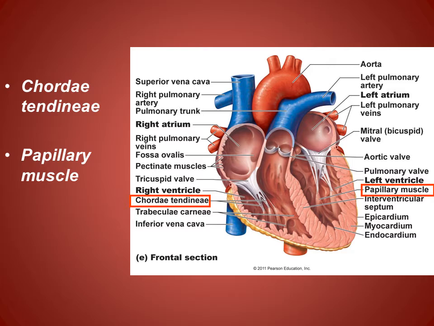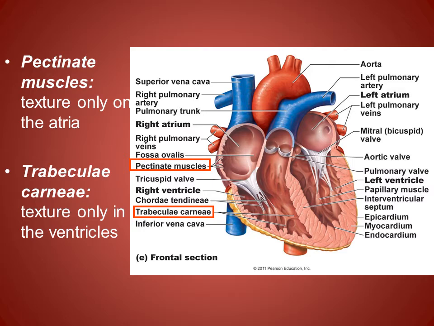The bicuspid and tricuspid valves, also known as your AV valves, atrioventricular valves, are positioned and held in place by the chordae tendineae and the papillary muscle. The papillary muscle is attached to these chordae tendineae, which keep the flaps of those valves positioned properly, and it also keeps them from flipping back into the atriums.